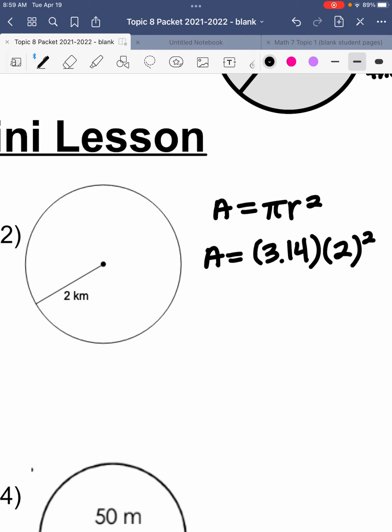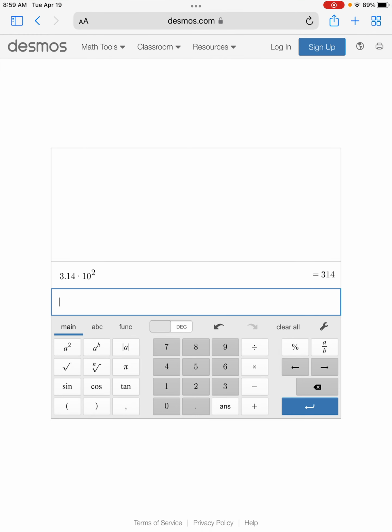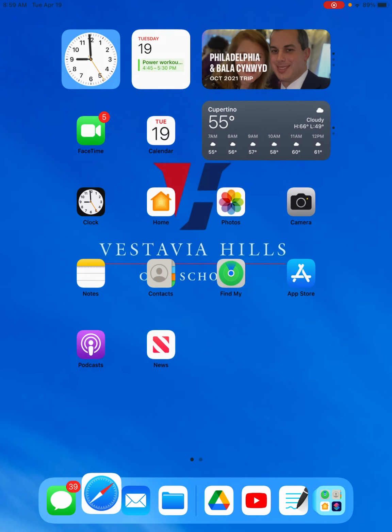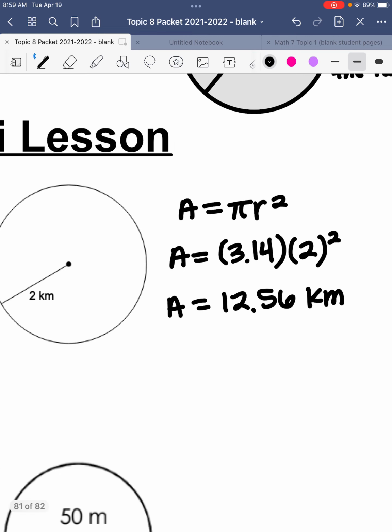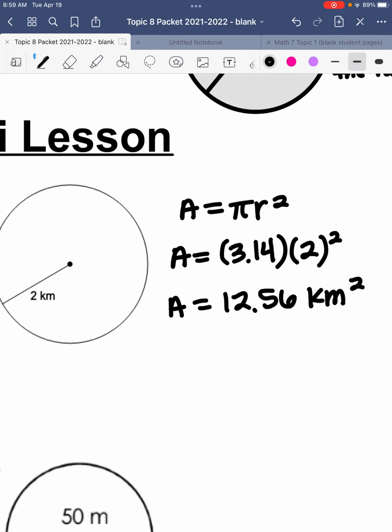So we're going to go back to our calculator. We're going to type 3.14 times 2, and I'm going to hit that squared button. That's going to square my radius, and I get 12.56. So my area is 12.56, and it's kilometers, but I have to square my units. 12.56 kilometers squared.